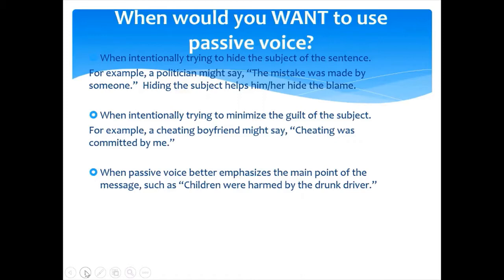For example, the children were delighted by the sudden appearance of a clown. In this sentence, we don't know exactly which one is the subject, children or clown. And also in this sentence, children means many, so it's not specific.